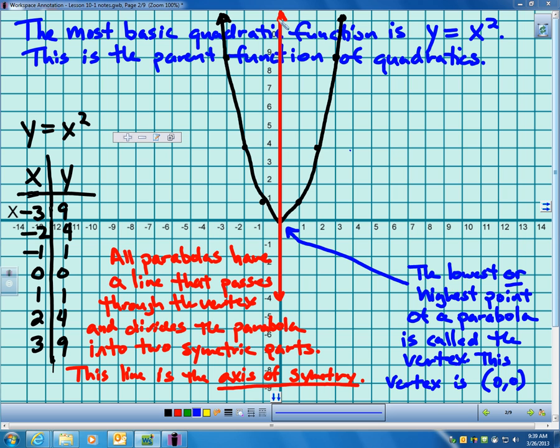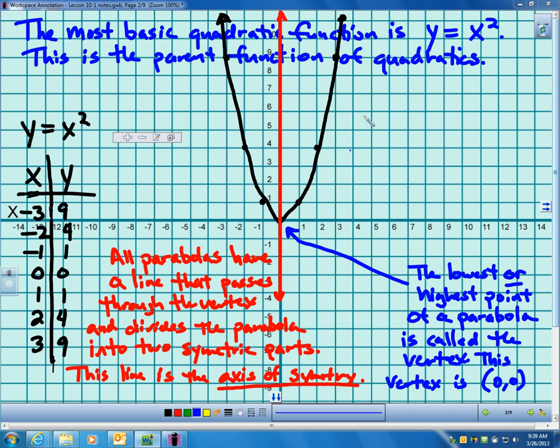So the axis of symmetry always goes through the vertex of any parabola, and for any parabola, the left side of it is a complete mirror image of the right side. For any parabola, that would be true. So every parabola has an axis of symmetry, and that axis of symmetry has to pass through the vertex.